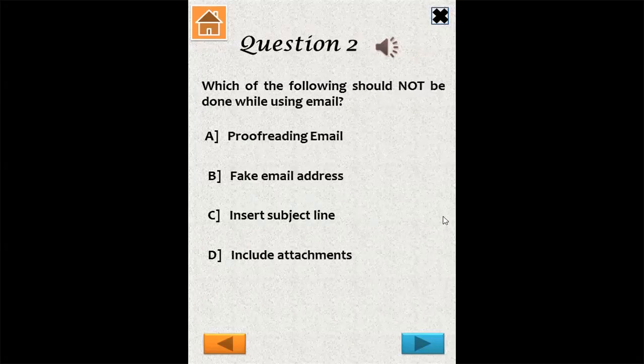Which of the following should not be done while using email? Proofreading email, fake email address, insert subject line, include attachments. Now, if you see, proofreading email is a wrong answer because this should be done and we are looking out for what should not be done. So, fake email address, we must never put fake email addresses. So if I click on this, this is the correct answer. If I click on any other, I get wrong symbols.